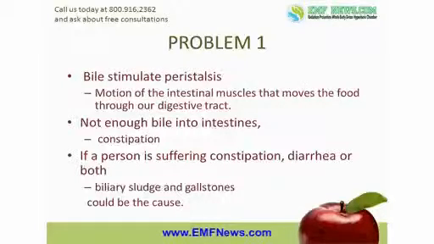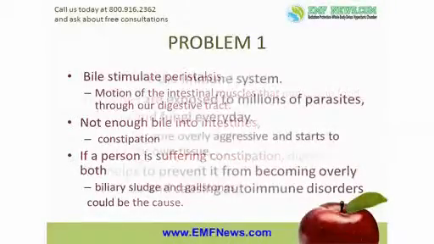Without sufficient bile, the hydrochloric acid-rich, partially digested food just sits in the intestines with no peristalsis. Thus, a person becomes constipated, but at the same time his or her intestines are being burned. When enough acids build up and the intestines can't take it anymore, they purge themselves with a bout of diarrhea. Then, with the acids evacuated, the process starts all over again. If you are experiencing problems with constipation, diarrhea, or both, biliary sludge and gallstones could be the cause.